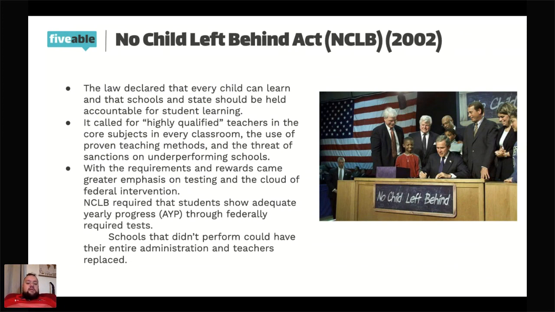So with the requirements and rewards came greater emphasis on testing, in the cloud of federal intervention. Basically, NCLB required that students show adequate yearly progress, or AYP, through federally required tests. You have to be tested in elementary school every year in reading and mathematics. In middle school, I don't remember what the requirement is. It's been a long time since I taught middle school. And in high school, you have to be tested once in both of those. It also had some requirements for science, where you had to be tested at certain grade levels.